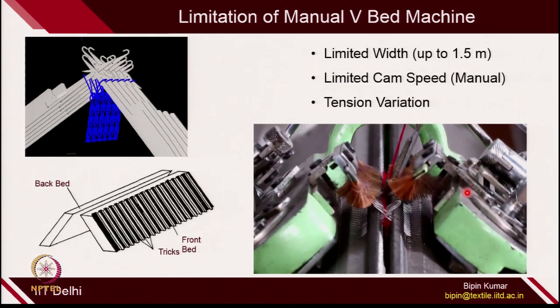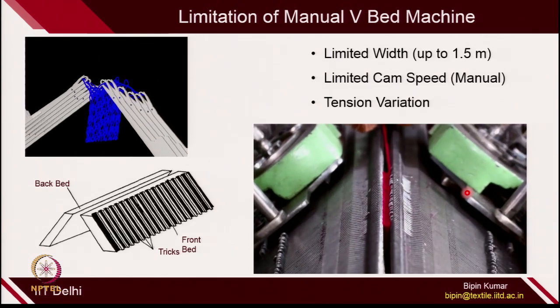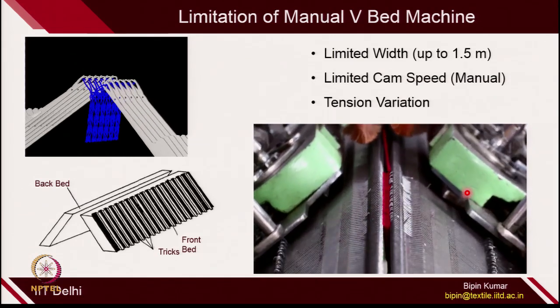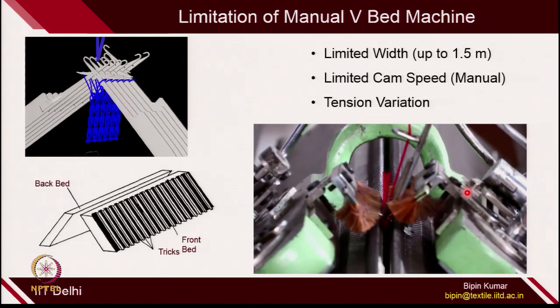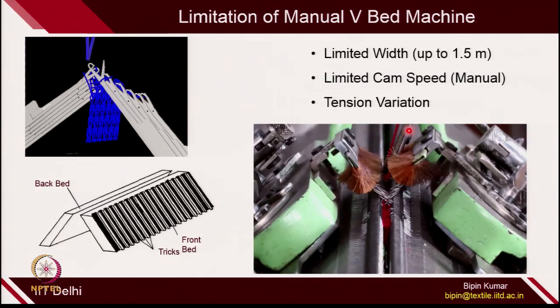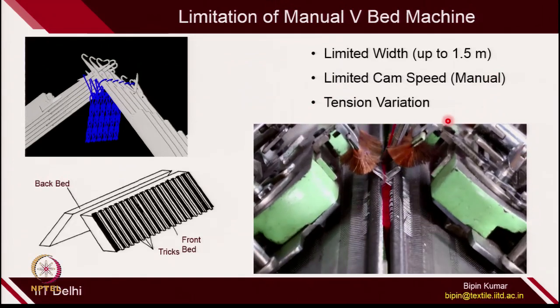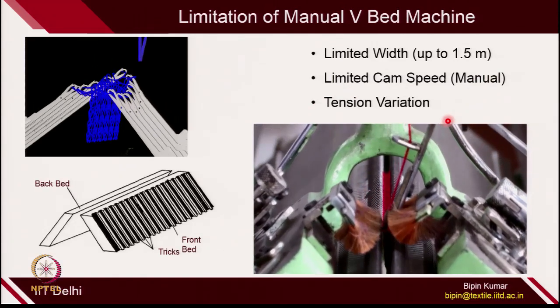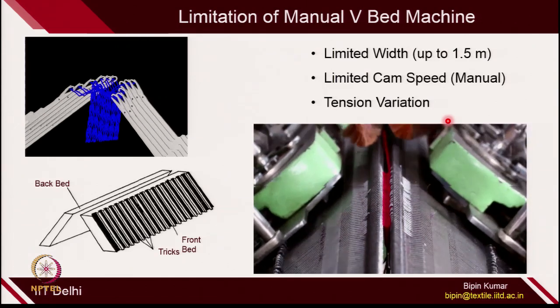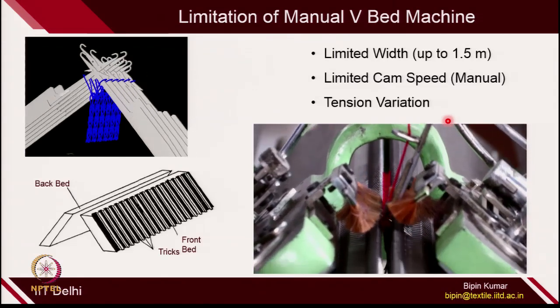We cannot move very fast because this is our biological limitation. So, definitely the speed of these machines is very low. That is why the production capacity of this machine is limited. The other important thing you can observe in the manual V bed machine is tension variation. Whenever you are making a course moving from left to right or right to left, there may be chances that you are doing it at different tension levels. Because it is done by hand, naturally you can expect a lot of tension variation because of the jerk created by your hand movement.